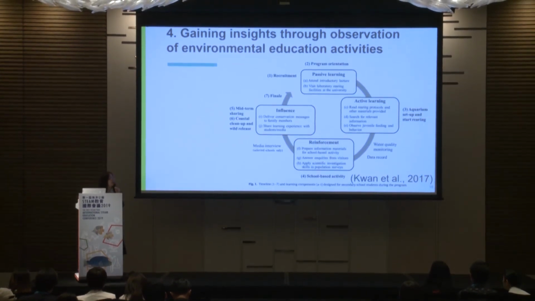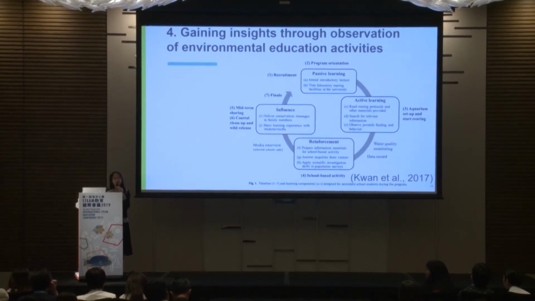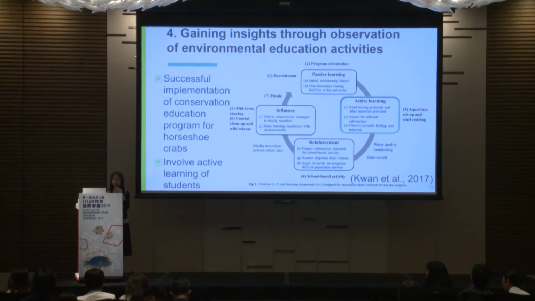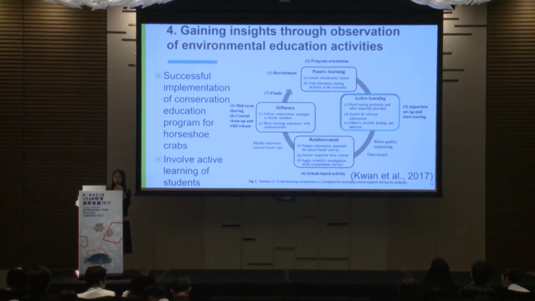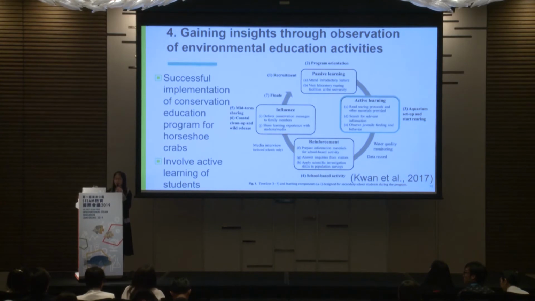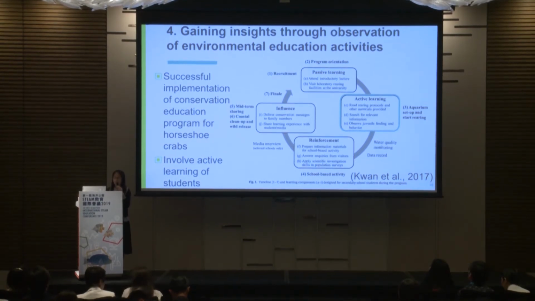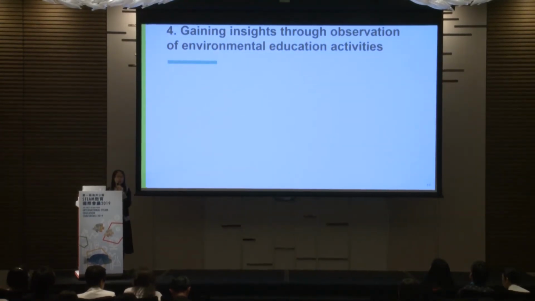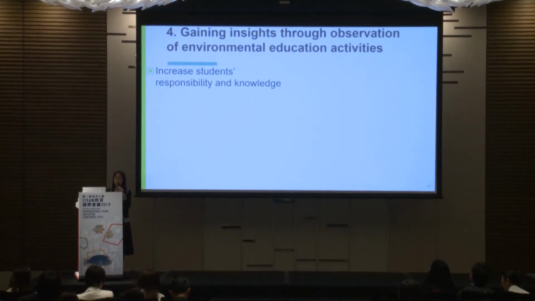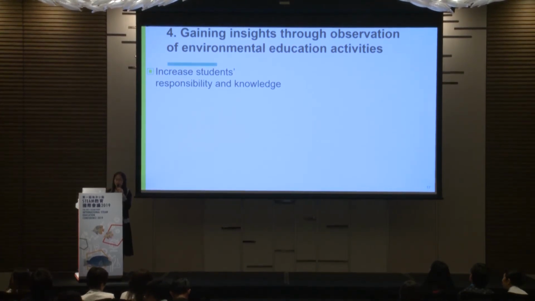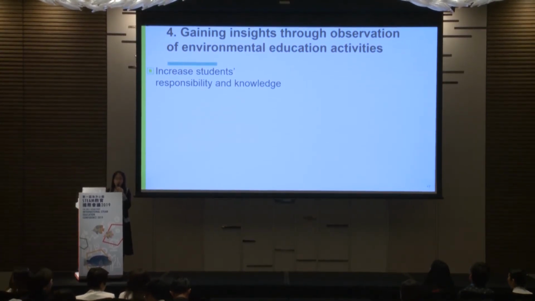For example, the diagram shown here is some stages involved in the conservation program for protecting the horseshoe crab conducted at a secondary school. And I want to emphasize the active learning stage, because my teaching practicum school also joined this program. I think in the active learning stage, students need to feed the juveniles, which really increases their knowledge and responsibility.